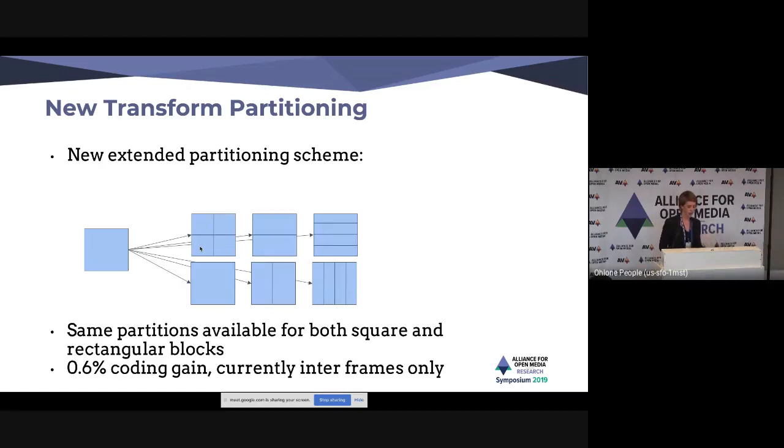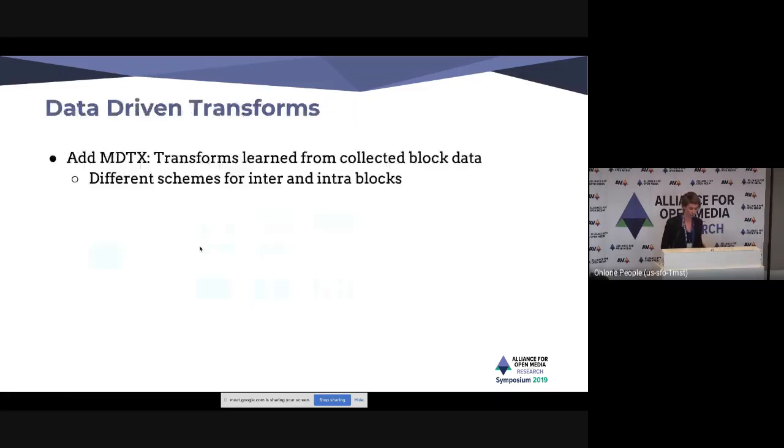These are the ones that are all currently implemented in the experimental branch. They're exactly the same for square and rectangular blocks. This currently gets about 0.6% coding gain, but it's only implemented for interframes. The results for intra are still pending.